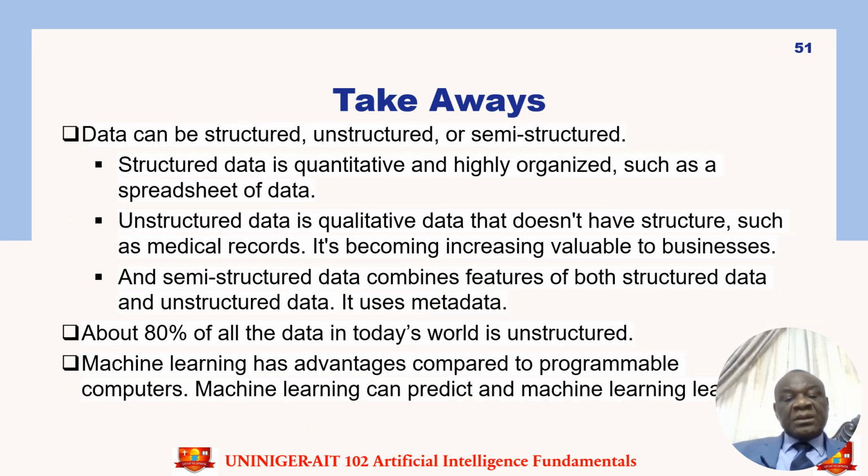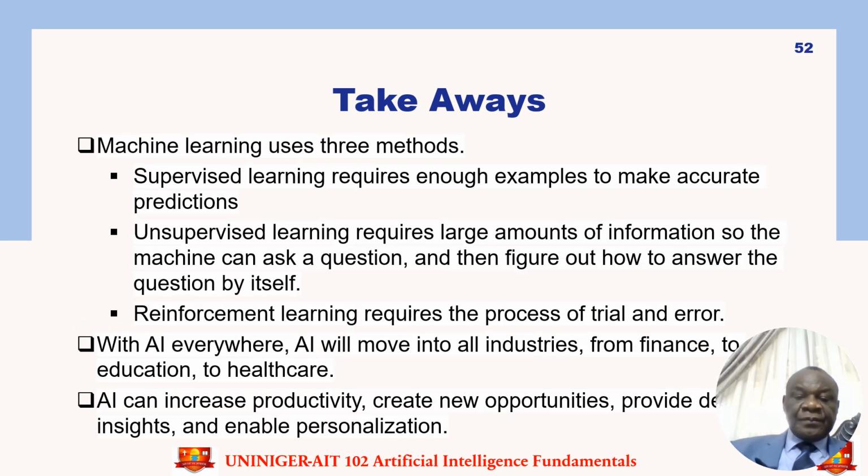Data can be structured, unstructured, and semi-structured. Structured data is quantitative, unstructured is qualitative. Semi-structured combines features of both structured data and unstructured data. About 80% of all the data in today's world is unstructured. Machine learning has advantages compared to programming. Machine learning can predict while machine learning keeps learning. Machine learning uses three methods: supervised learning, unsupervised learning, and reinforcement learning.